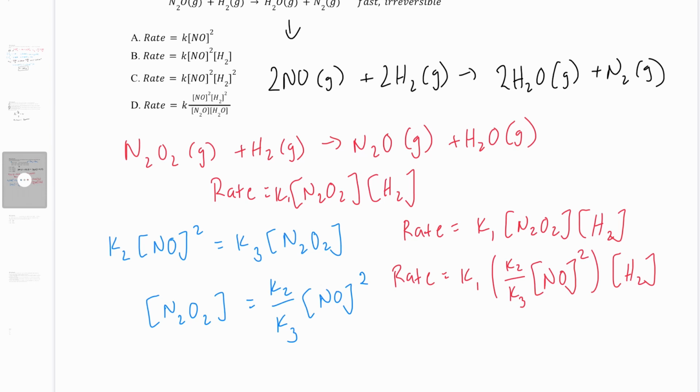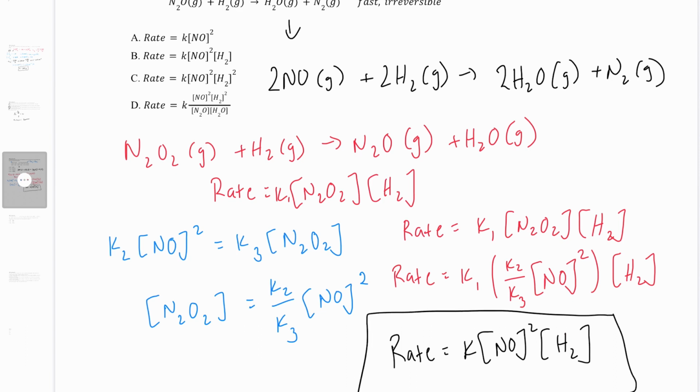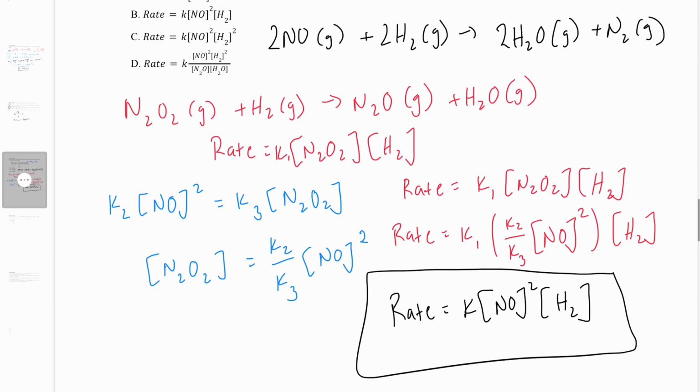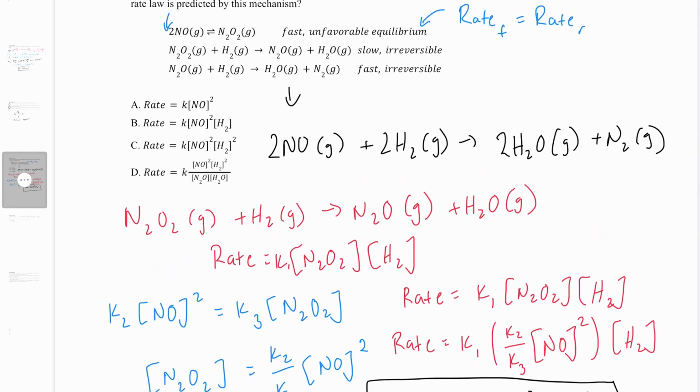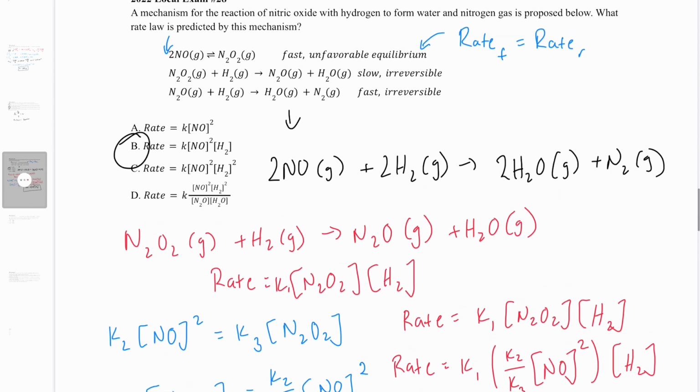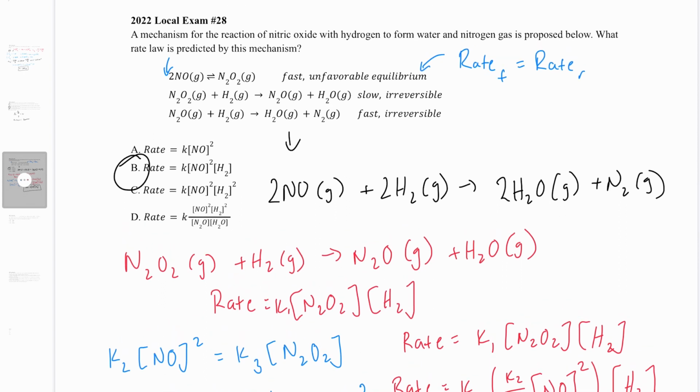If you divide a constant by a constant, that's still a constant. So let's say our constant is K, so the rate is equal to some constant K times NO squared times H2. And that is your final rate law. And this one doesn't have any intermediates, it doesn't have any catalysts. So this is a valid rate law for our reaction mechanism, and that corresponds to answer choice B. So B is the answer for question 28.